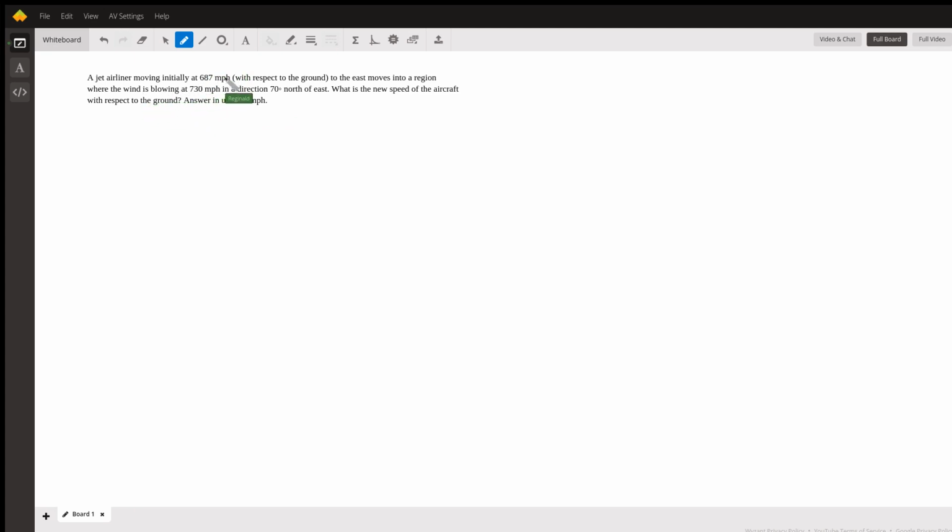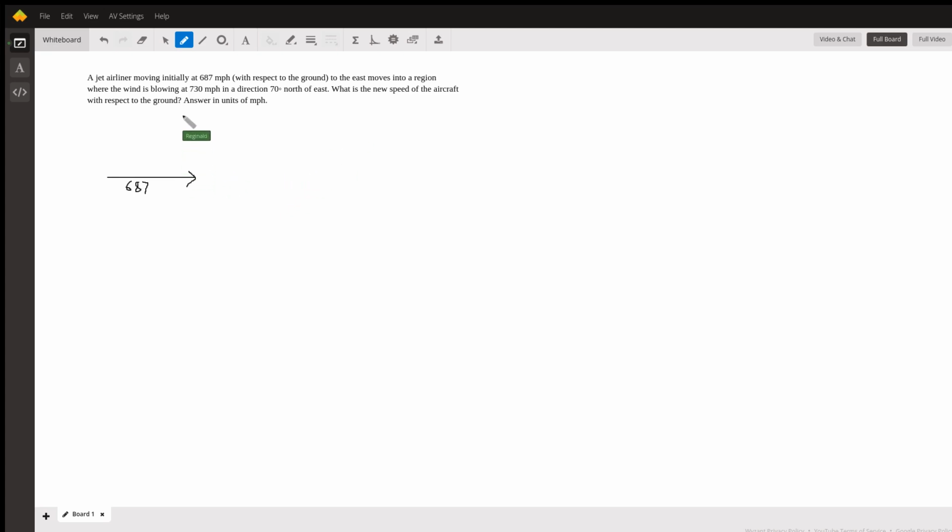So 687 miles per hour east, right? So it looks like we have a magnitude and a direction, so we can use vectors. So I'm going to draw a vector, make that a little straighter, just like that. All right, so this is 687 miles per hour. Right, we're going to the east.